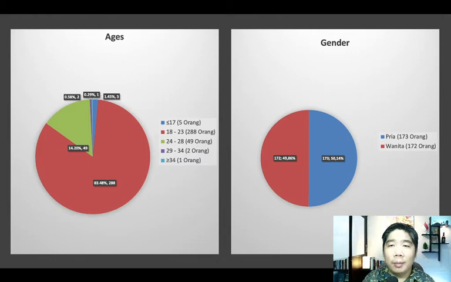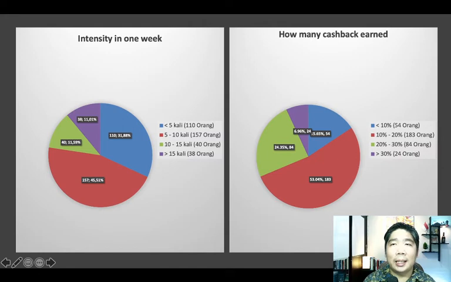According to age level, mobile payment and cashback can be used by users of different ages. However, on average, most respondents were of productive age, 18 to 23 years. Thus, it can be concluded that mobile payment and cashback are indeed more attractive to people of productive age. And then we go to the next page, which is about the intensity in one week and how much cashback was earned.